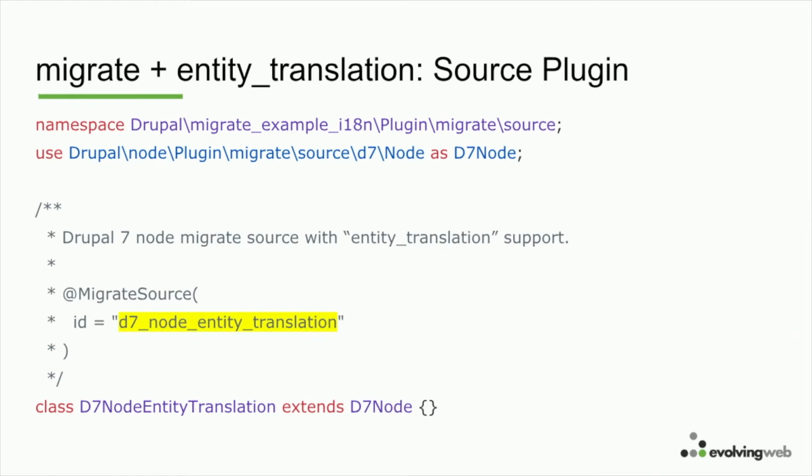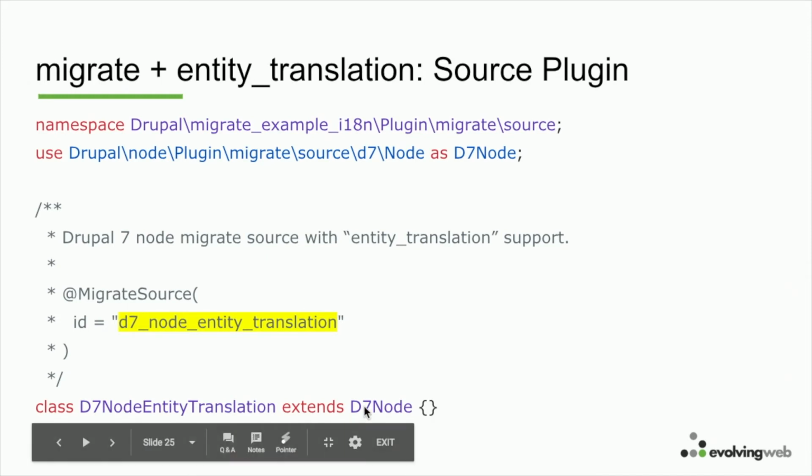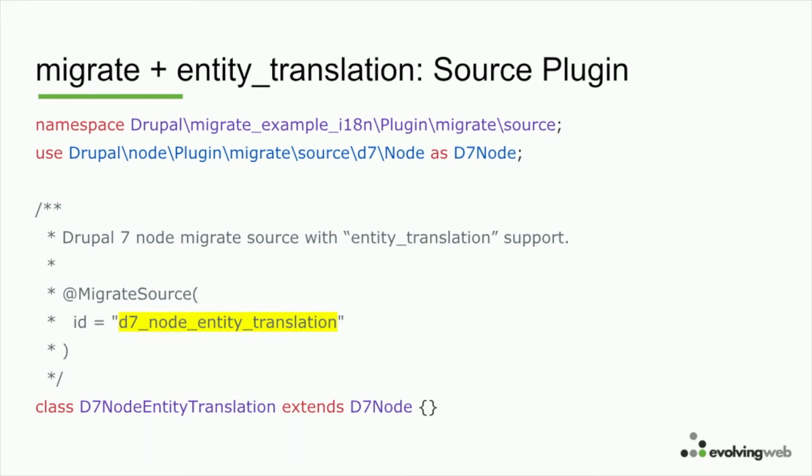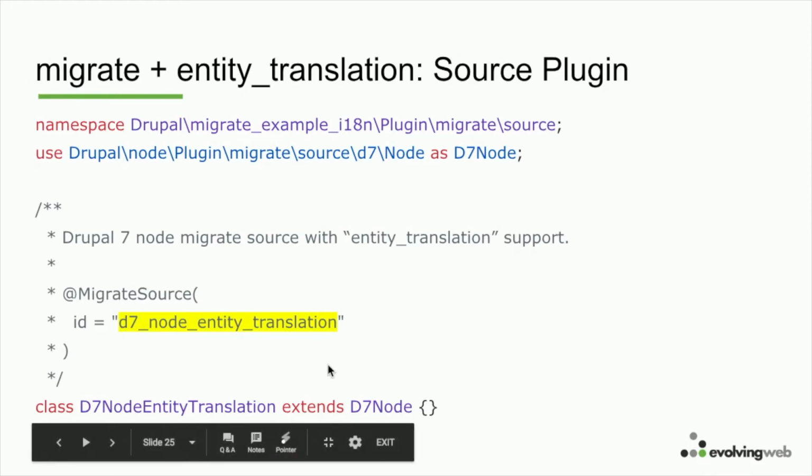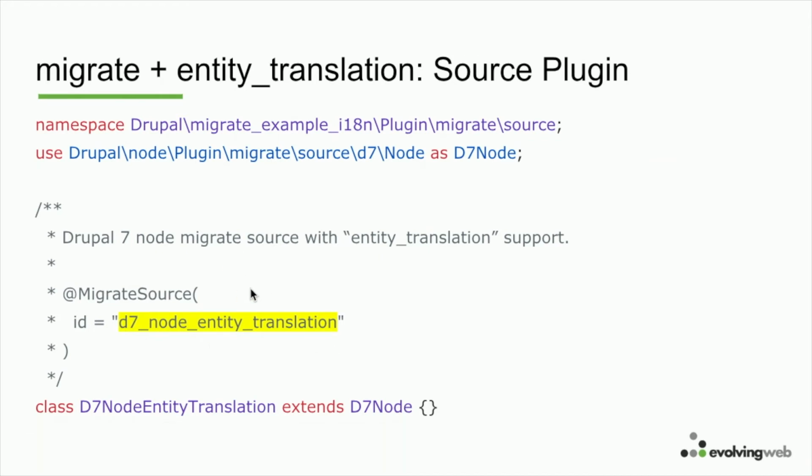I first create a custom module where I will put my custom migration source plugin, and I'll base it off the D7 node source plugin, which comes with the Drupal migrate_drupal module in the core. I'll name it something big like D7 entity translation, and give it a meaningful description. So we'll override some methods here.